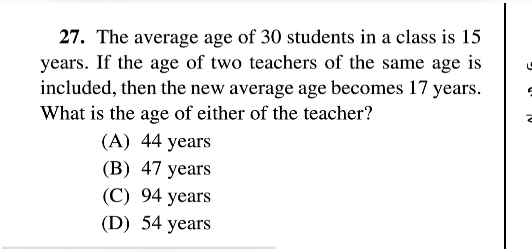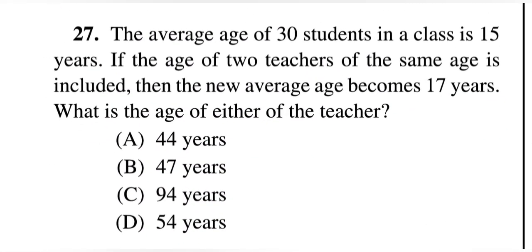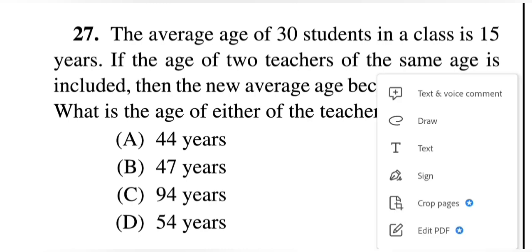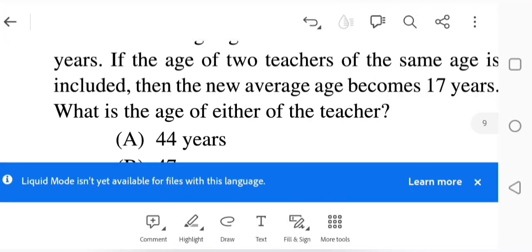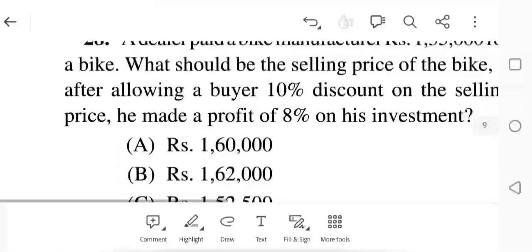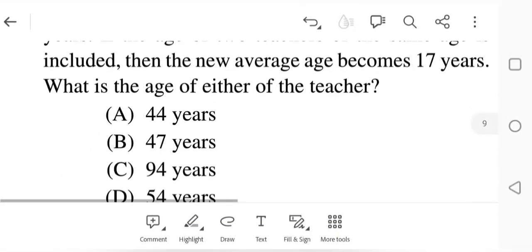Number 27, it says the average age of 30 students in a class is 15 years. If the age of 2 teachers of the same age is included, then the new average age becomes 17 years. What is the age of either of the teachers? 44 years, 47 years, 94 years, 54 years. 27, correct answer will be B, 47 years.